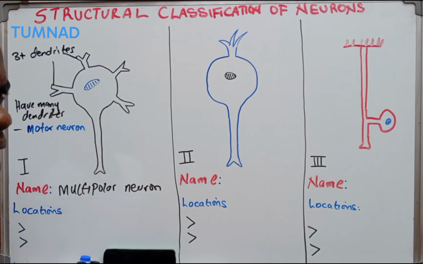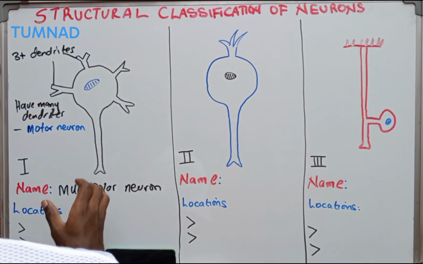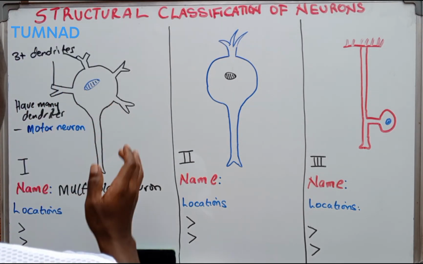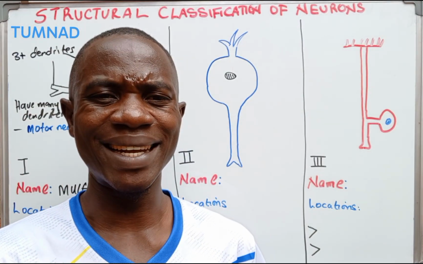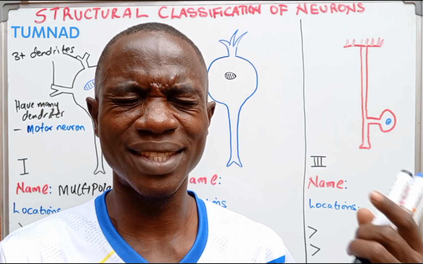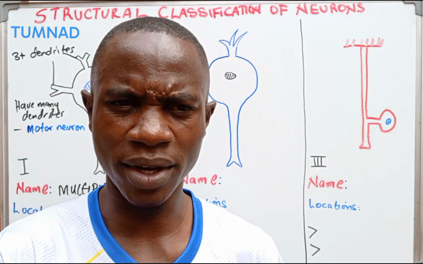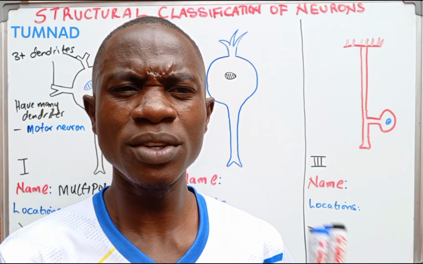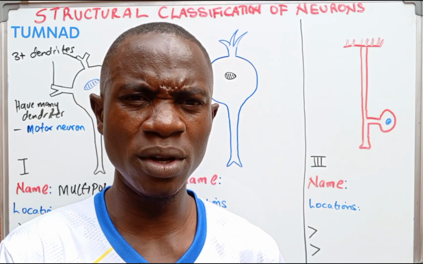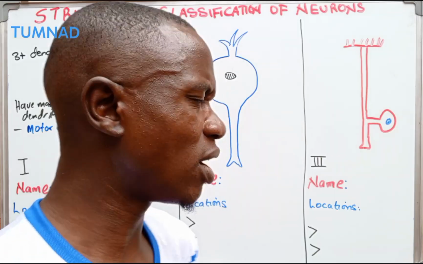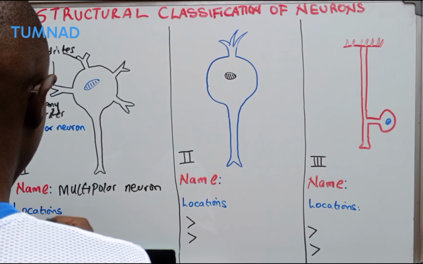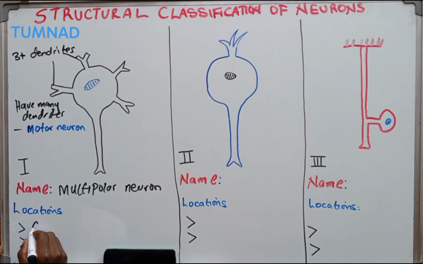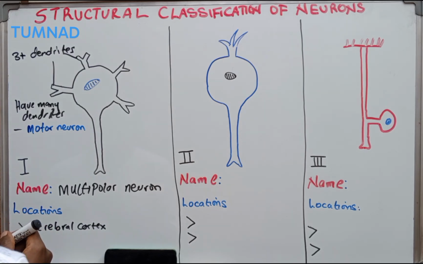So now, where are these kinds of neurons located? We can find these kinds of neurons in areas that always have a lot of sensations coming in for processing. Take an example like the brain. The brain is always receiving multiple pieces of information for processing and to generate the motor response. So one of the most common locations of these multipolar neurons is the cerebral cortex.